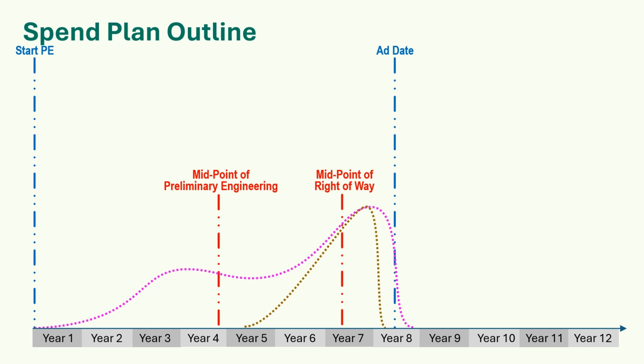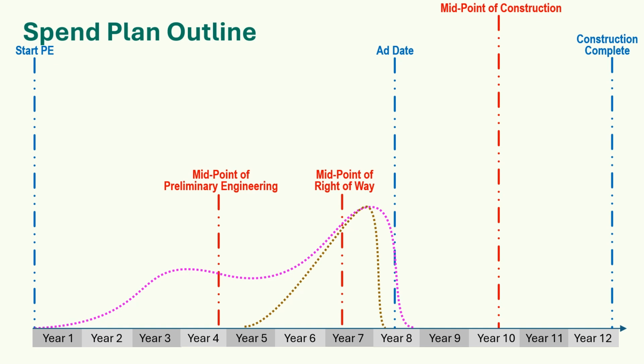Construction is usually the largest portion of a project budget. The construction office can help you determine approximately how long construction should last. This will give you your construction complete milestone. And now, you can determine your approximate midpoint of construction spend. Let's assume a traditional bell curve for the construction phase, and place it here. Now, spread that curve out between these two milestones.